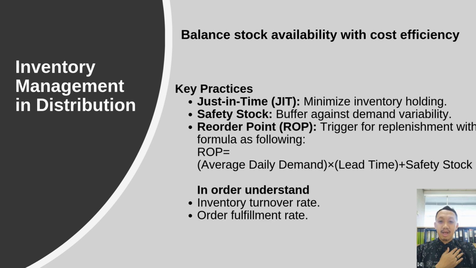Third, reorder point, ROP. The reorder point is the inventory level at which a new order should be placed to replenish stock before it runs out. The formula of ROP equals average daily demand times lead time plus safety stock. The purpose of ROP is to prevent stockouts by ensuring timely restocking and to balance inventory levels efficiently.